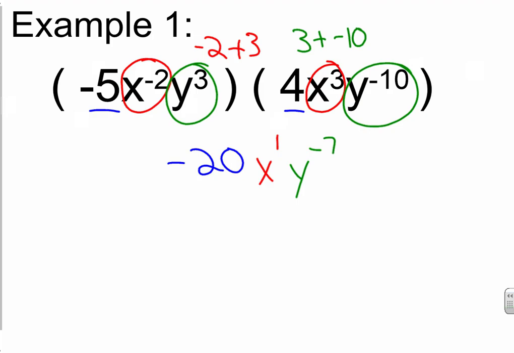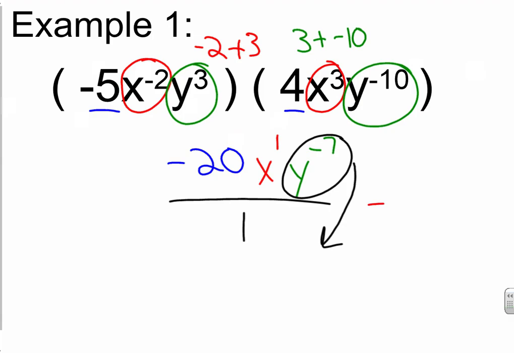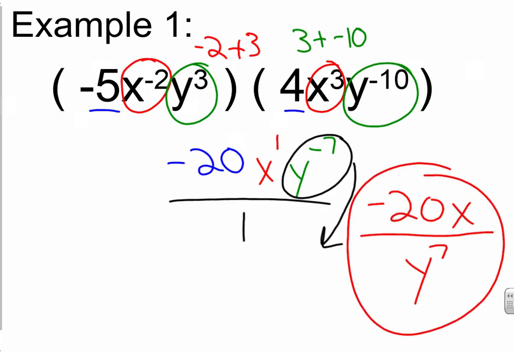Now, what's new here, and what we haven't seen before, is we have a negative exponent. Well, that negative exponent has to be positive. All of your answers need to have positive exponents. So we're going to take this y to the negative 7th, and we're going to shove it underneath. And again, there's only a 1 under there. So what that ends up doing is the negative 20 stays the same. The x to the 1st power stays the same. But now I have that over y to the positive 7th power. This is your final answer. Notice we didn't take the negative 20 and put it on the bottom of the fraction. It's only when you have a negative exponent that it gets moved.